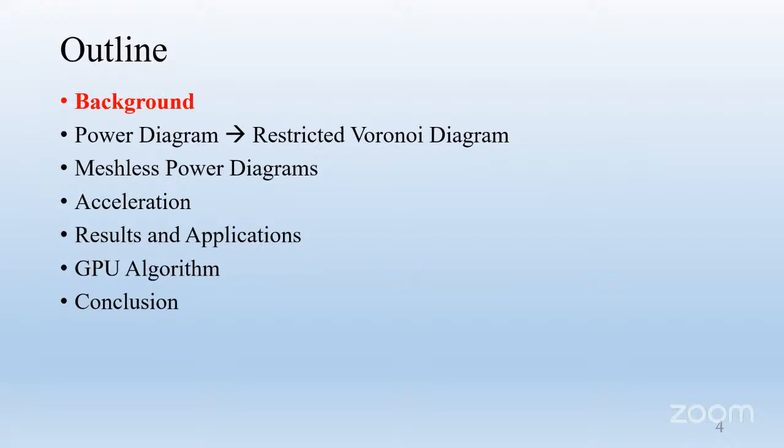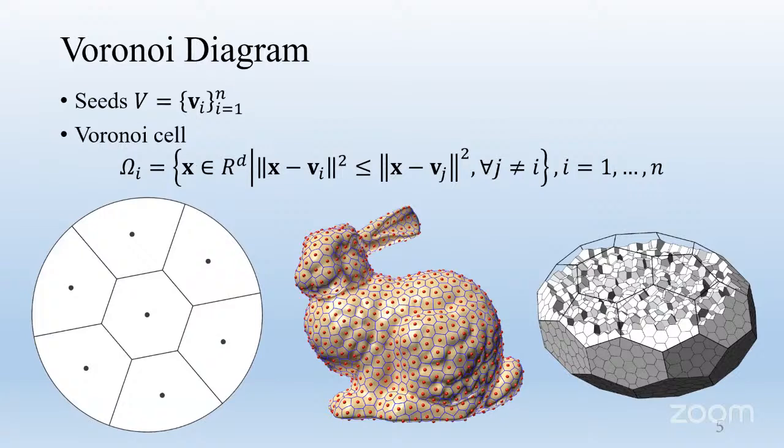Firstly, let's take a look at the background. Voronoi diagram is a classic structure for region partition. Given a set of seeds, they define a partition of the space. Each seed dominates a subregion of the space, which is also called a Voronoi cell. For example, a seed vi corresponds to a Voronoi cell omega i. It can be defined by this equation, which means the cell omega i contains the points whose distance to the corresponding seed is no greater than that to the other seeds.